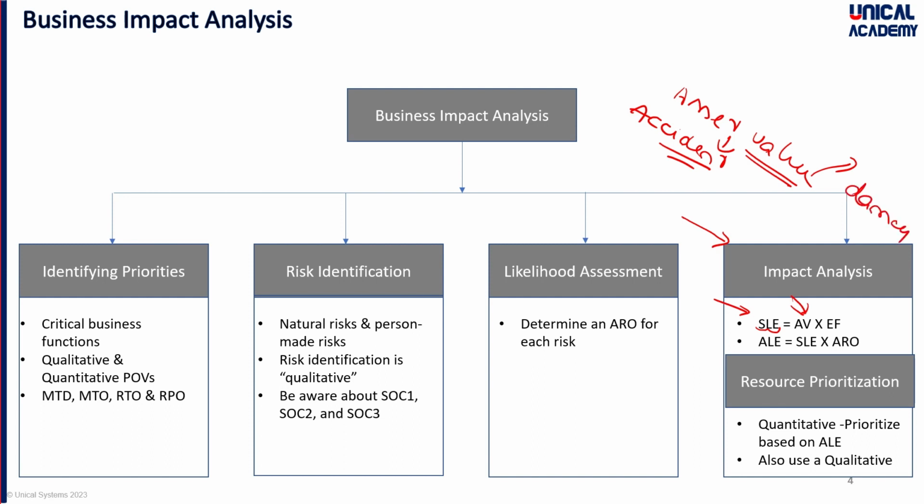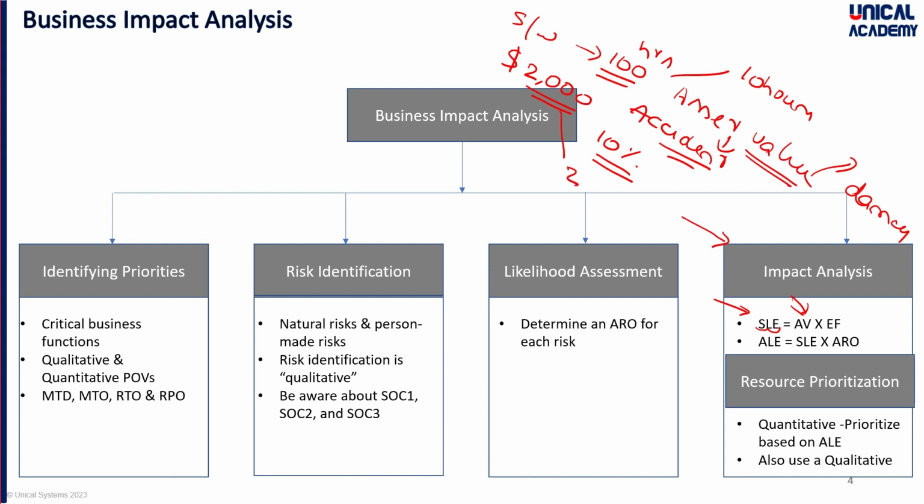For example, if software in a system is worth 100 hours of development or maybe $2,000 cost, if 10% of that is corrupted, maybe 10 hours of effort lost or $200 of software is lost. That is the exposure factor. Again, for this discussion, it goes in terms of percentage of asset value. So asset value multiplied by its percentage of exposure factor is SLE, single loss expectancy. If it happens, what is a single loss?